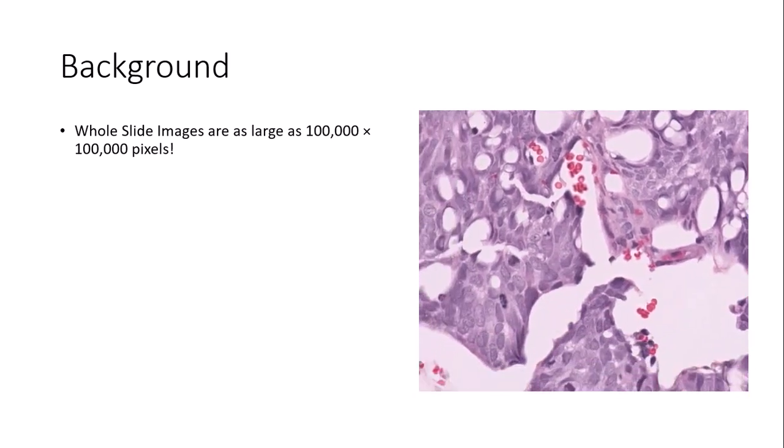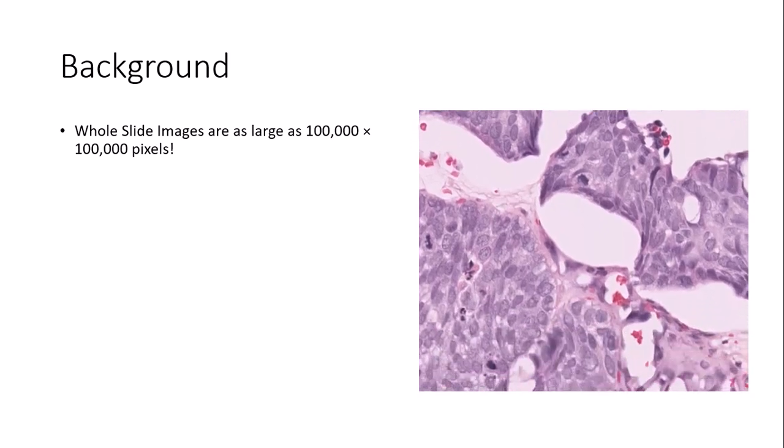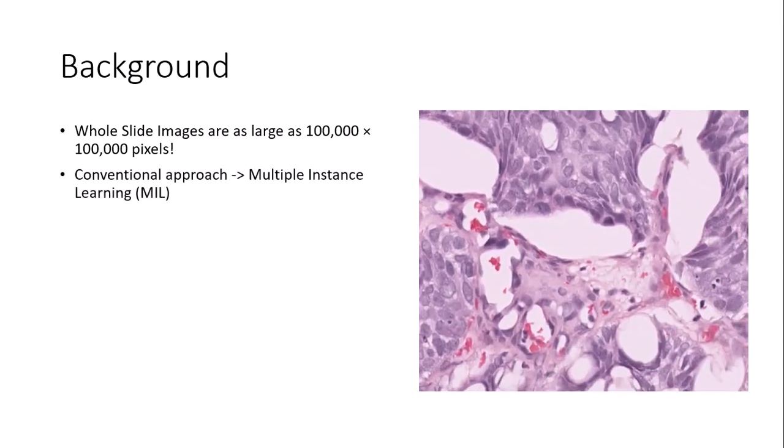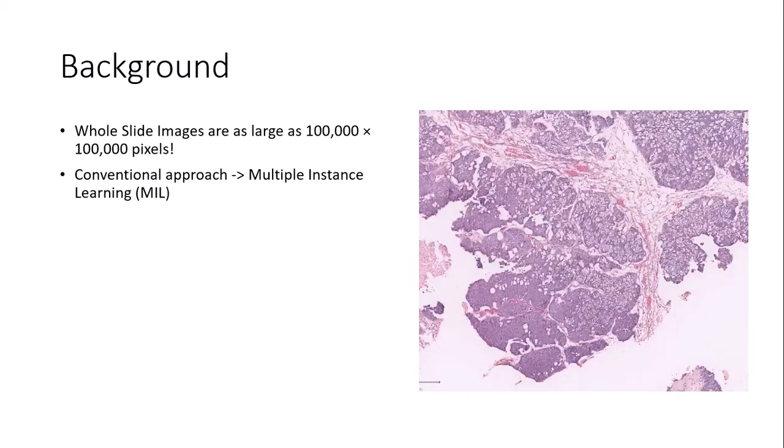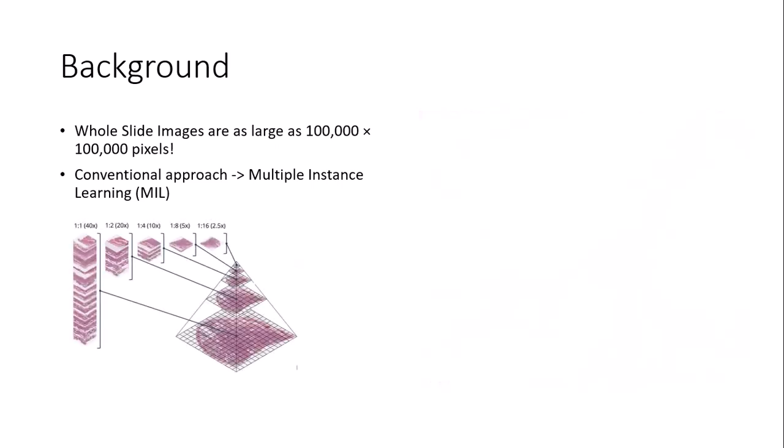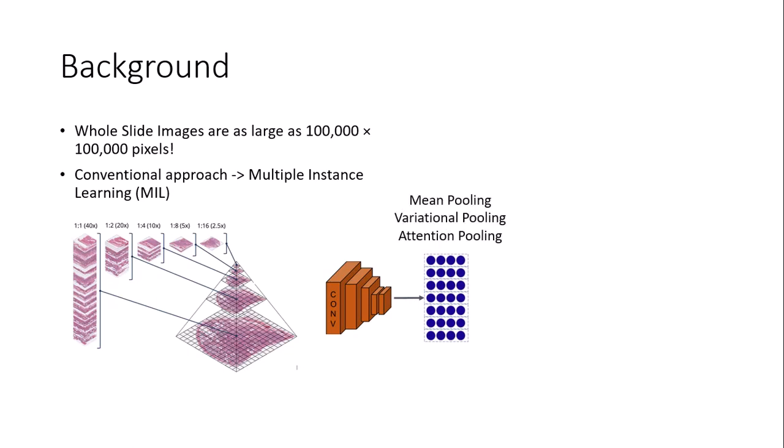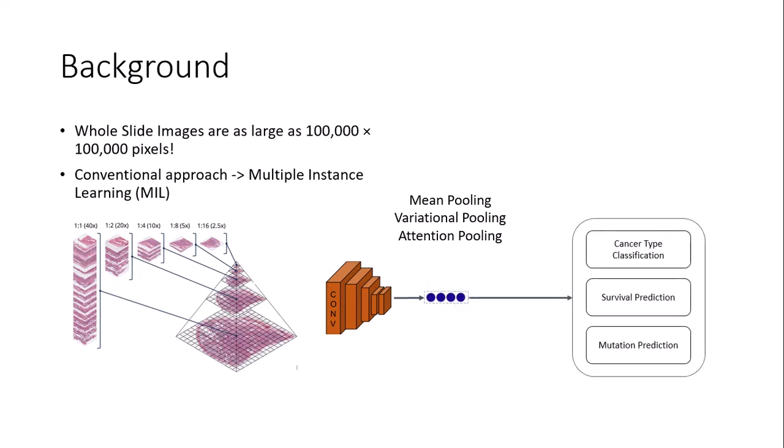So to deal with this extensive amount of data, the conventional approach is using multiple instance learning, or MIL, which means we break these images into smaller pieces and then pass each of these pieces into a pre-trained neural network to get the embeddings. Then, using different pooling mechanisms like mean pooling, variational pooling, and also attention pooling, we can aggregate these representations to come up with one single vector for the whole slide. Finally, we can use that representation for downstream tasks.